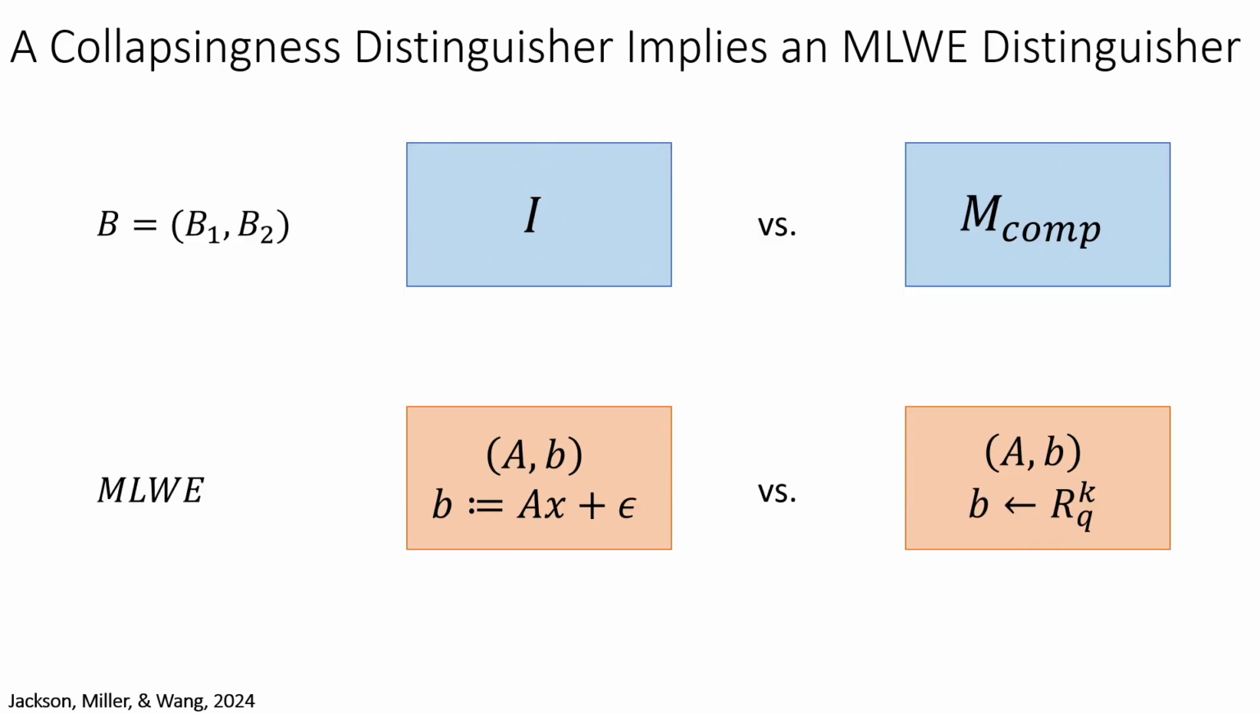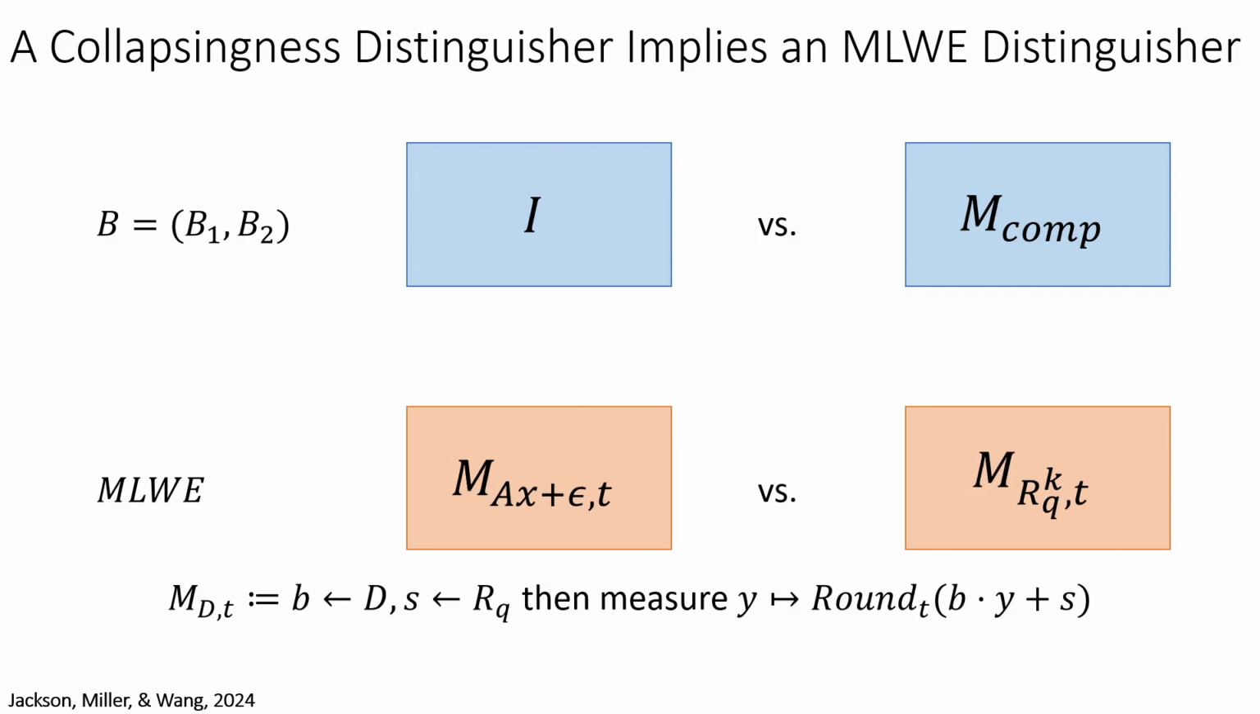Now, when we talked about our collapsingness experiment, in practice, we're saying that any algorithm that passes that experiment must be able to distinguish between some identity operator and some computational basis measurement operator. And in turn, solving the decisional MLWE problem is about distinguishing between B, chosen uniformly at random, versus B taking the form of an MLWE sample.